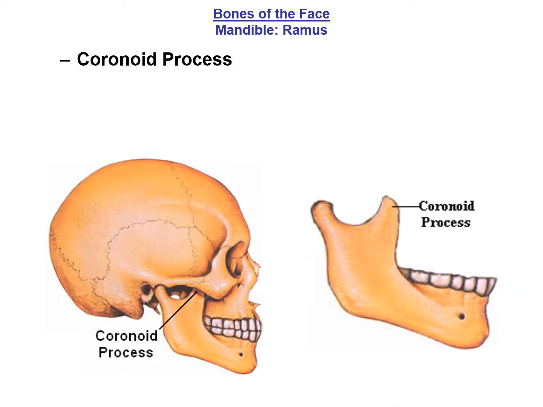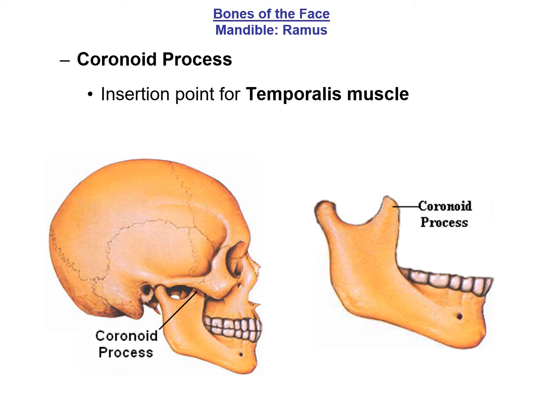So some other parts of the ramus would be the coronoid process. If you look at the top of the ramus, there are two projections. There's a posterior one and an anterior one. The coronoid process is the anterior projection on the superior ramus. That coronoid process is the insertion point for the temporalis muscle. Talked about the temporalis muscle in the last video a little bit.